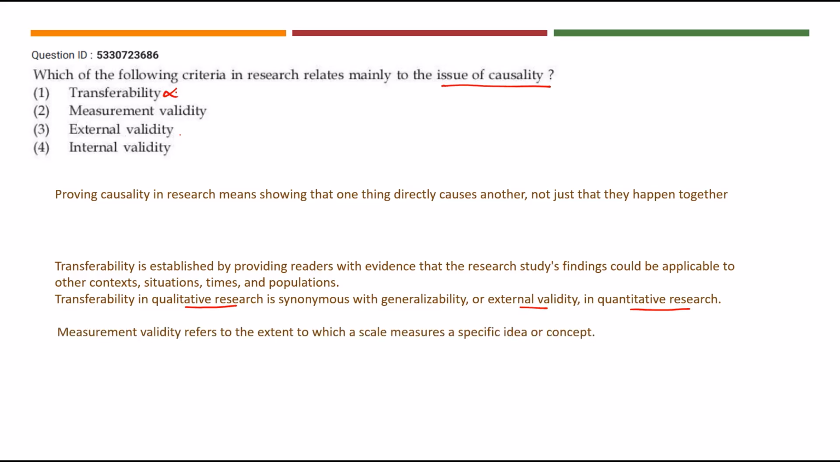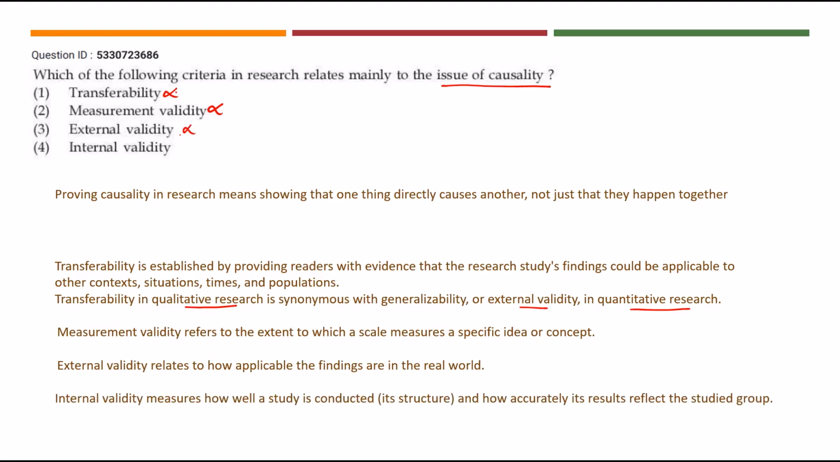Next we will see about measurement validity. This refers to the extent to which a scale measures a specific idea or concept. This is not about what is causing what, but it is about measuring something. So we will also rule out option 2. What about external validity? This relates to how applicable the findings are in the real world. So this is also not talking about cause and effect. What about internal validity? It measures how well a study is conducted and how accurately its results reflect the studied group.